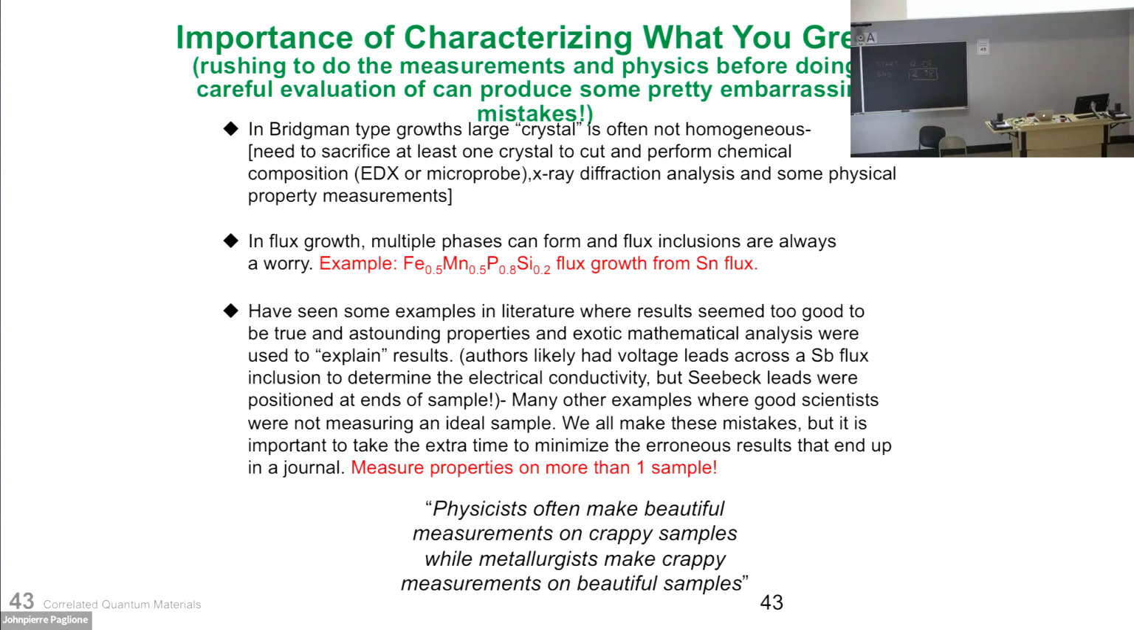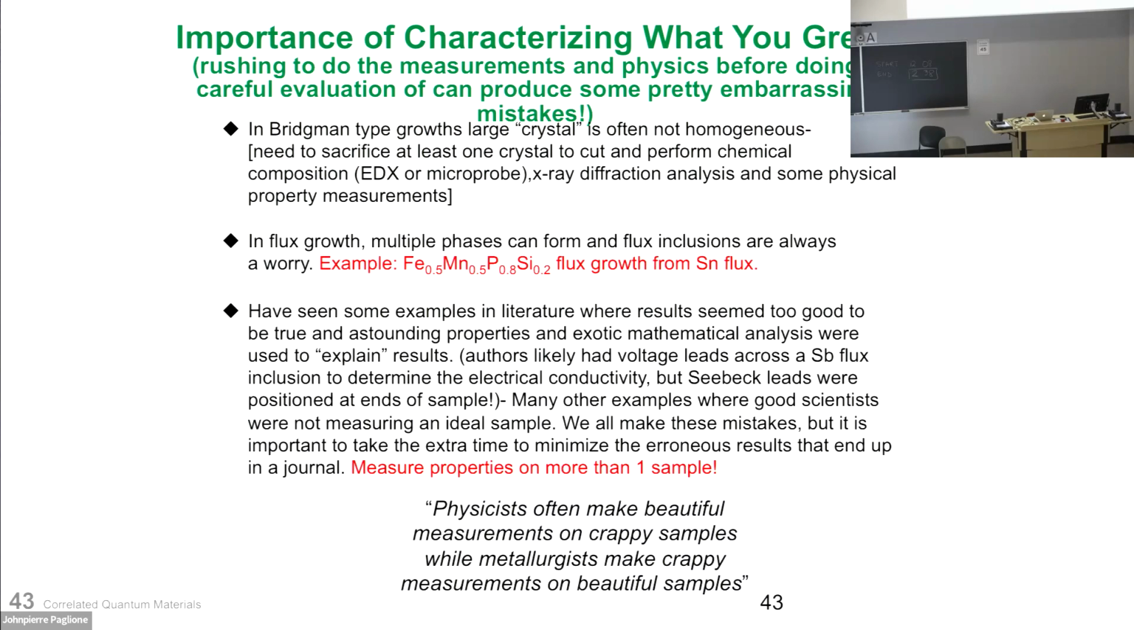In this case, I think what they were doing was they had voltage leads to measure the electrical conductivity across an antimony inclusion toward the center of the crystal. And for some reason, they put their Seebeck lead, which also measures the voltage, at the ends of the crystal. So the Seebeck could be much larger than you'd expect from the measured conductivity. I think that's all they did. But there was a lot of math which didn't make a lot of sense.